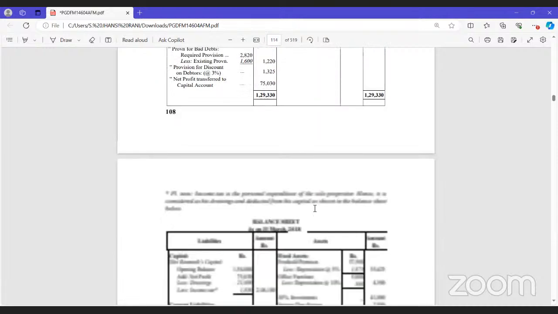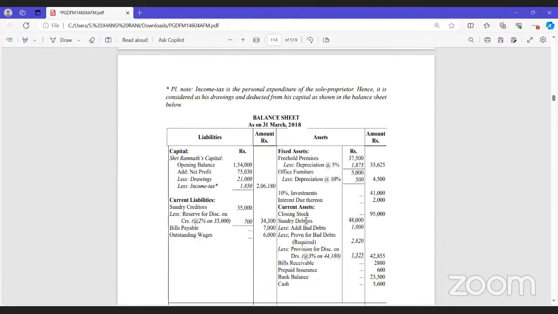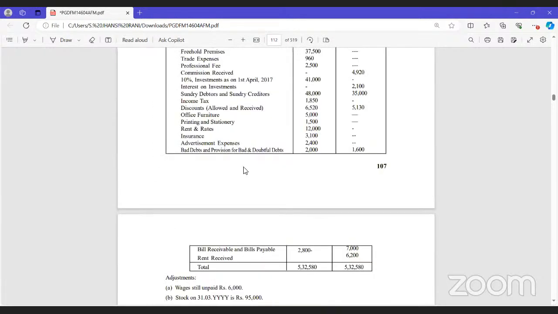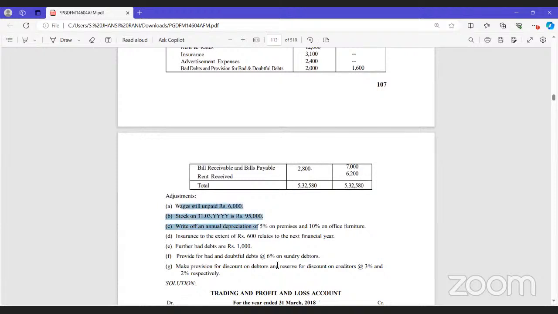Next, here we deduct it from debtors. We deduct only the adjustment 1,000 bad debts, not in the profit and loss account, whatever is given in the trial balance. This is called the trial balance. And whatever adjustments are given, only these will have two effects. Adjustment transactions will have two effects, trial balance items will have only one effect. That is the reason we are not taking these bad debts in the balance sheet. We take only the profit and loss account.